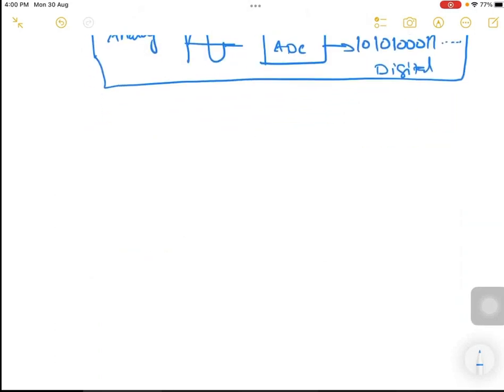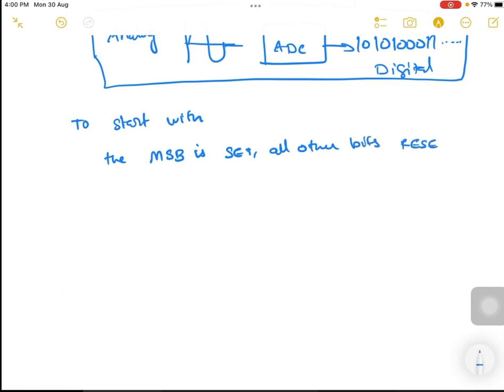The first assumption is to start with the MSB as 1, that is, the MSB is set and all other bits are reset. Reset means 0, set means 1. So for a 4-bit ADC, the digital output will be in 4 bits, so 1000. Before we start the circuit, the MSB will be set to 1 and all other bits will be set to 0. So that is set and reset.